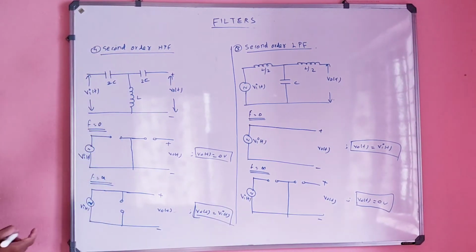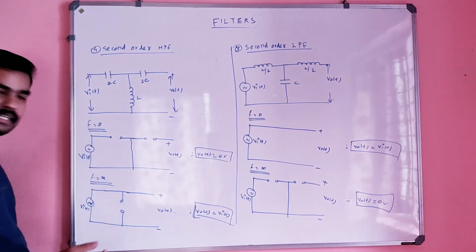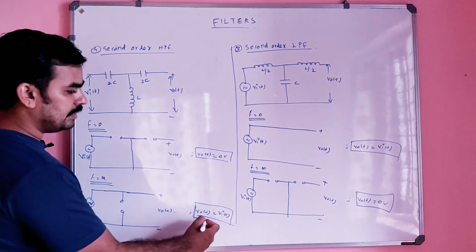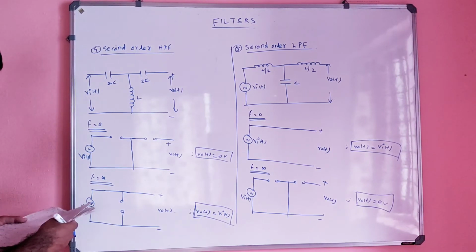So by looking into the figure, by analyzing with sample frequencies f is equal to 0 and f is equal to infinity, we concluded that it blocks low frequencies, it allows the high frequency. So it is a second order high pass filter.